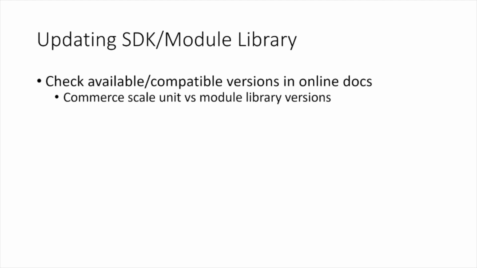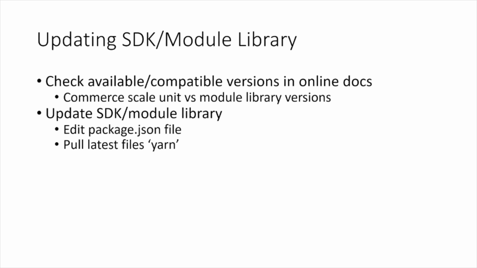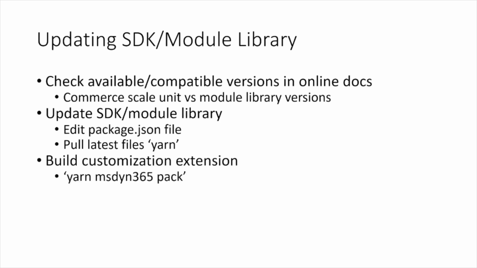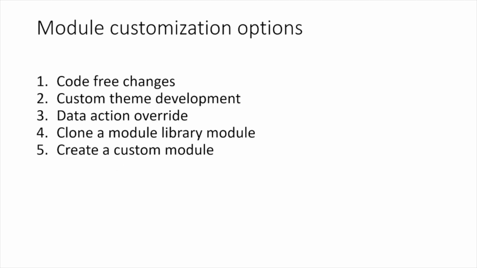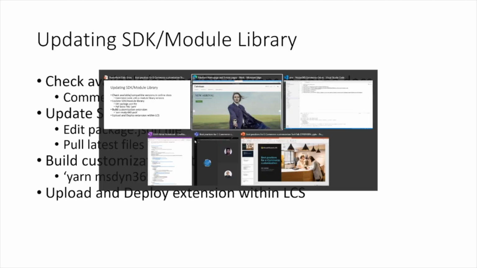But first, you need to make sure you're using a compatible version. If you deploy a new version of your scale unit, you want to make sure you have a compatible version of the module library. Store starter kit, you might hear me use that term. That was the old name we used for our module library. To do that, I'll show you in our documentation where to get the version information. Then you would just update the package.json file and run the yarn command, which uses npm to pull down those files. Finally, when you're done, you can package that up with a command called pack, and I'll show that. Then you can upload it and deploy it via LCS. All right, let me show you a little bit of that in action.